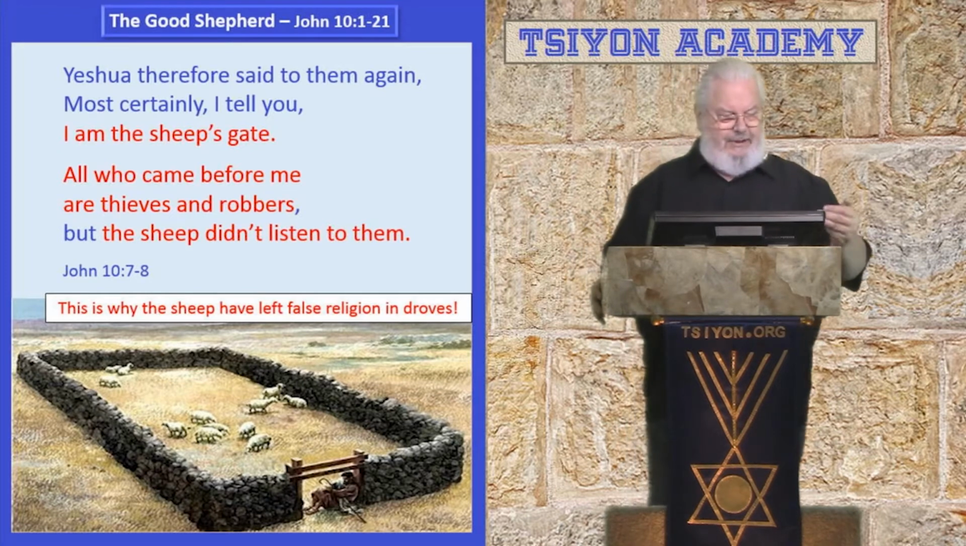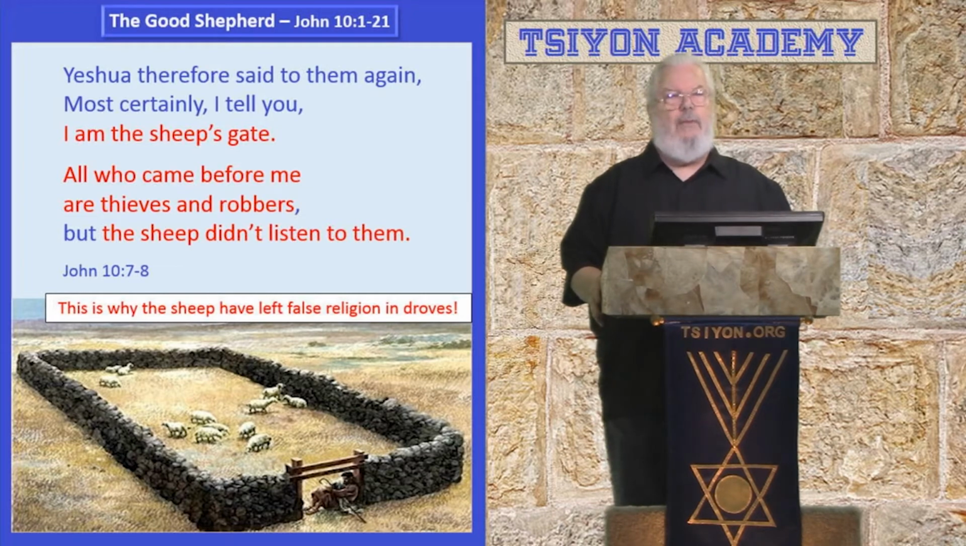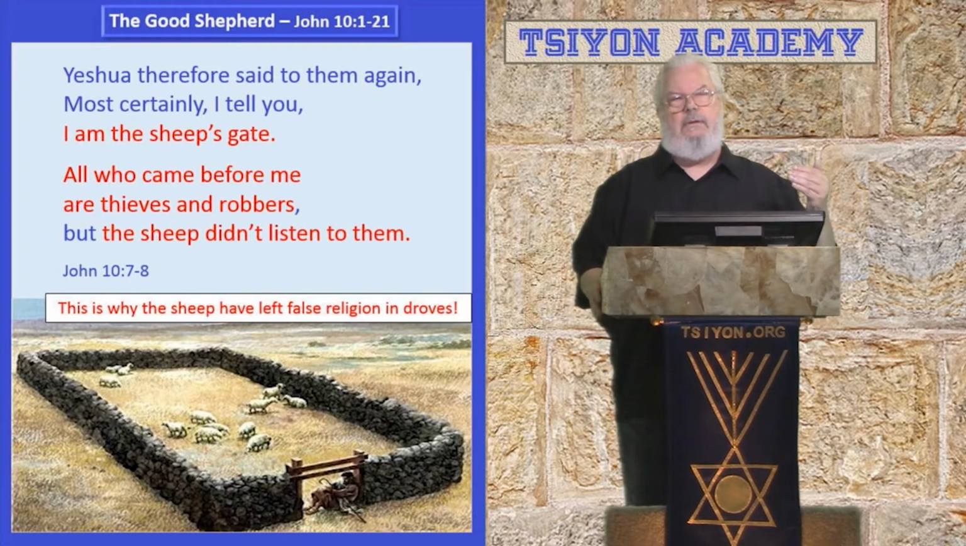So this principle that he's pointing out, those who came before him are thieves and robbers, this is why the sheep have left false religion in droves and continue to do so, because they come to the point where they realize this is not the voice of the good shepherd, and so they turn away from it.